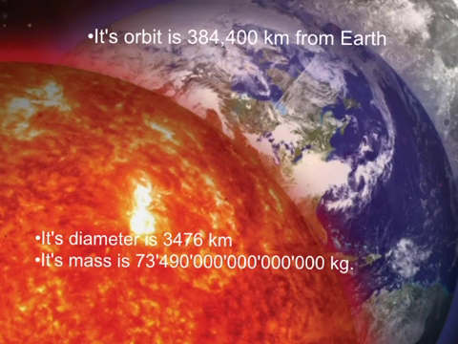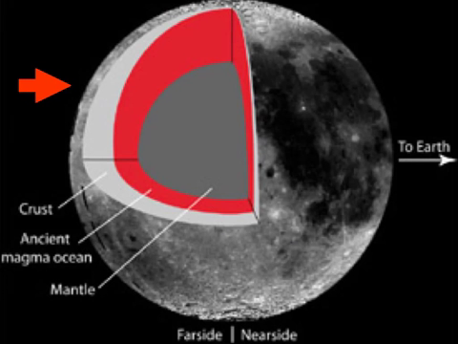The moon's orbit relative to Earth is roughly 384,400 kilometers. Its diameter is 3,476 kilometers, and its mass is 73,490,000,000,000,000 kilograms. The moon's crust and surface is made of oxygen, aluminum, magnesium, and silicon.